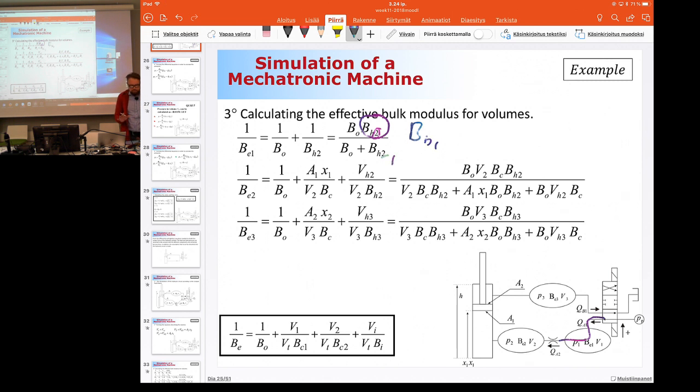Okay, so this is the effective bulk modulus for the first volume. The second volume involves the oil, then the flexibility of the hydraulic container, which is the hydraulic cylinder, and then hose number 2. Hose number 2 is the one that is here, so that's correct. And then the third one is the flexibility of the fluid, then the flexibility of the hydraulic cylinder, and the flexibility of hose number 3. Hose number 3 is the one that is connecting like this.